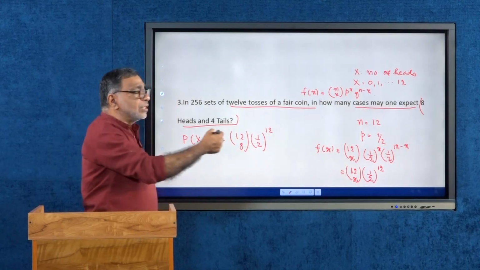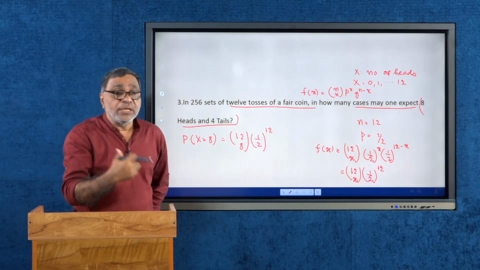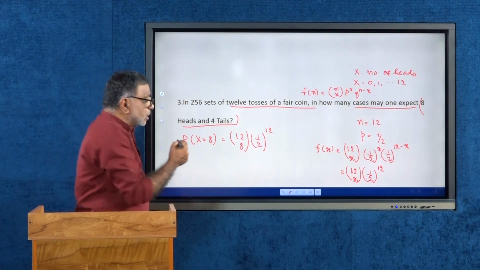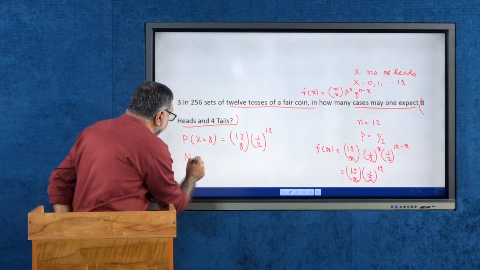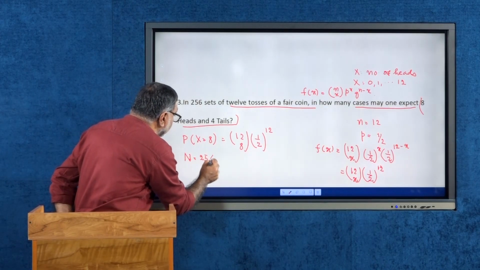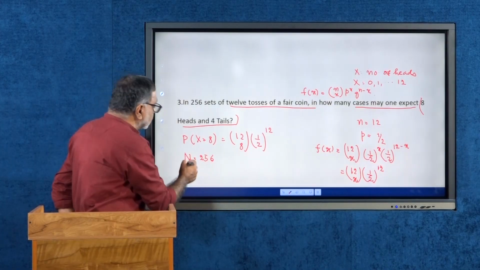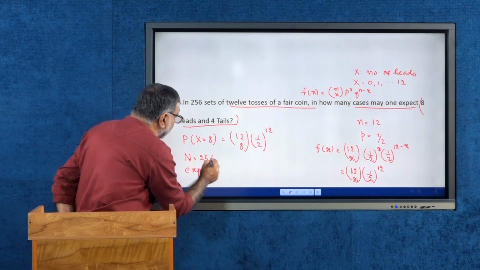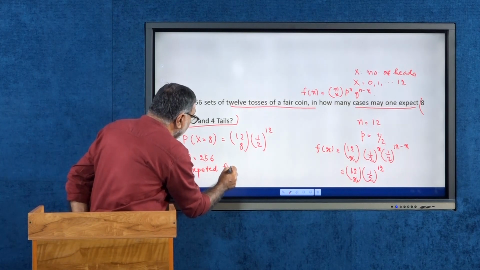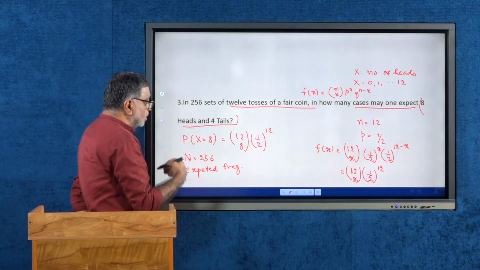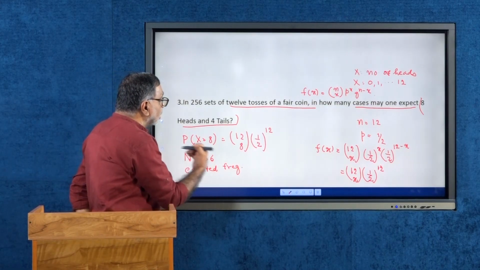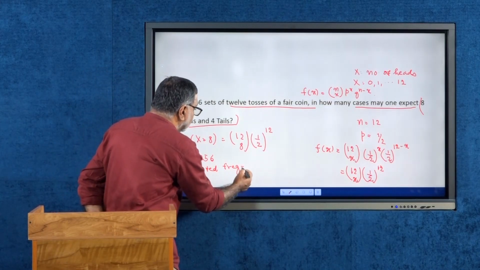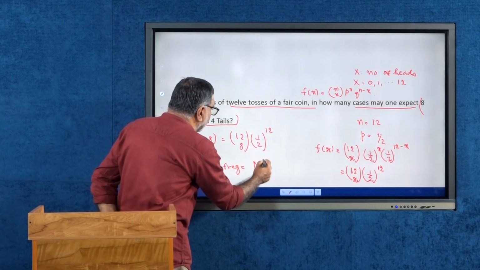Then the question is, in how many cases of 256 sets of such experiments? We are repeating the experiment 256 times. So, what is the expected frequency? The question is the expected number of experiments out of 256 experiments in which 8 heads and 4 tails are obtained. That is equal to n into that probability.